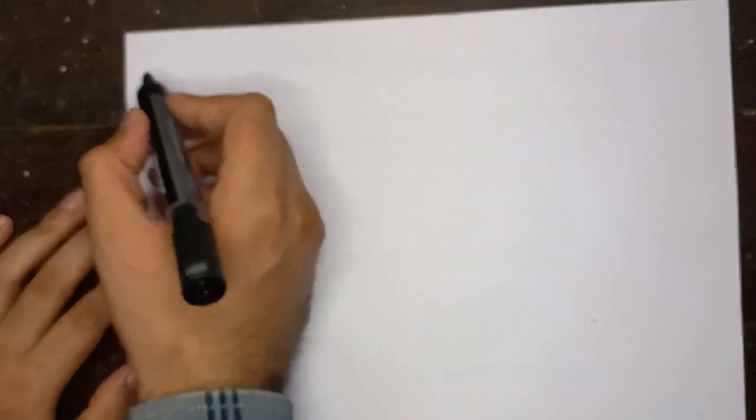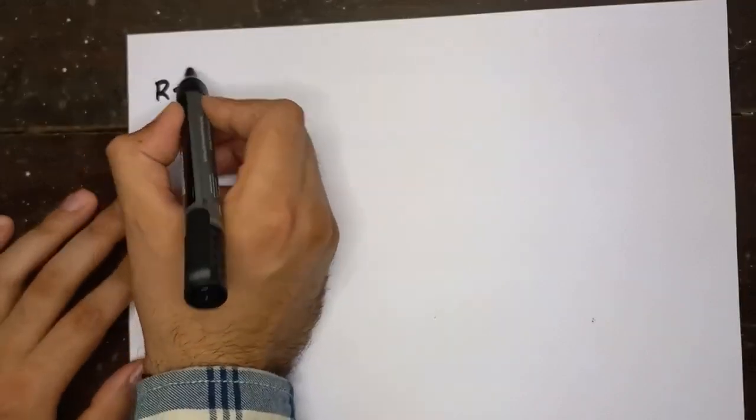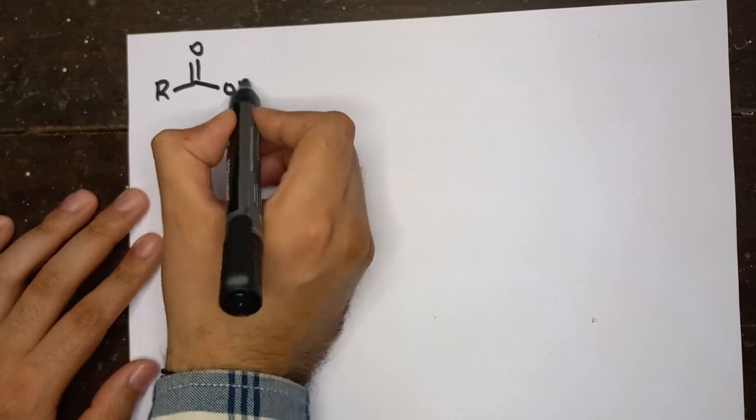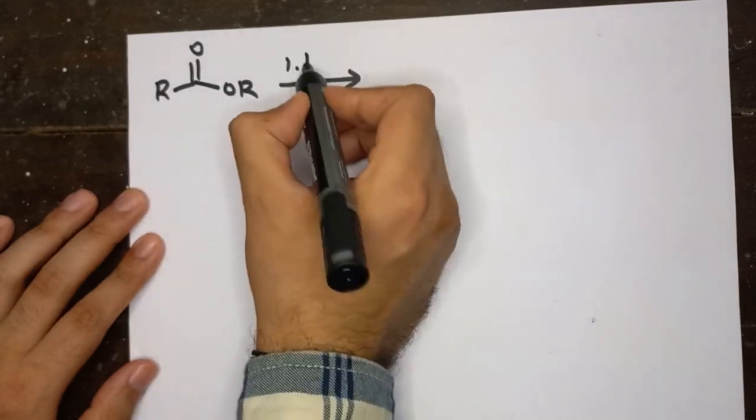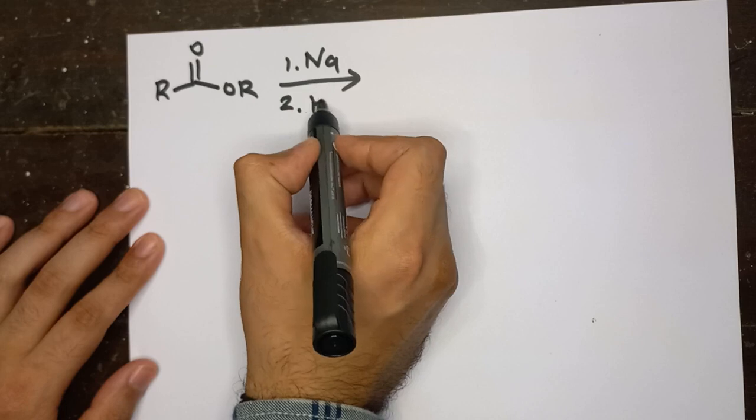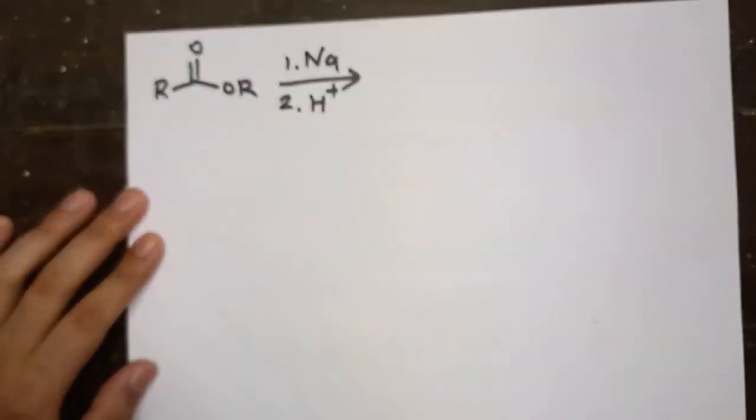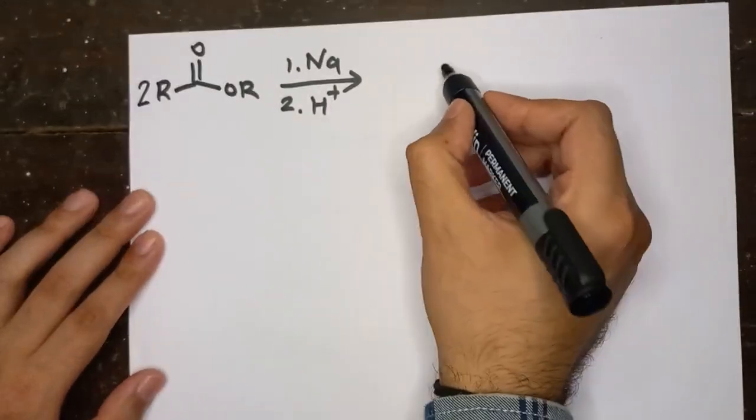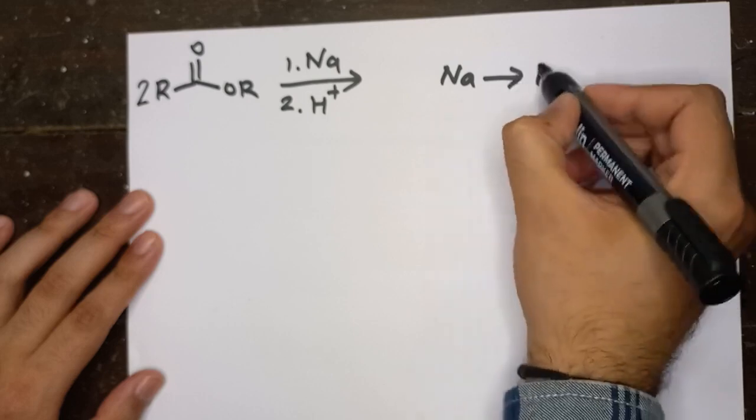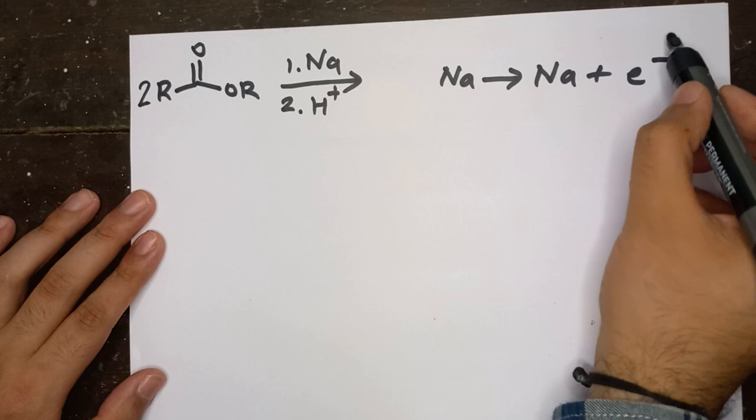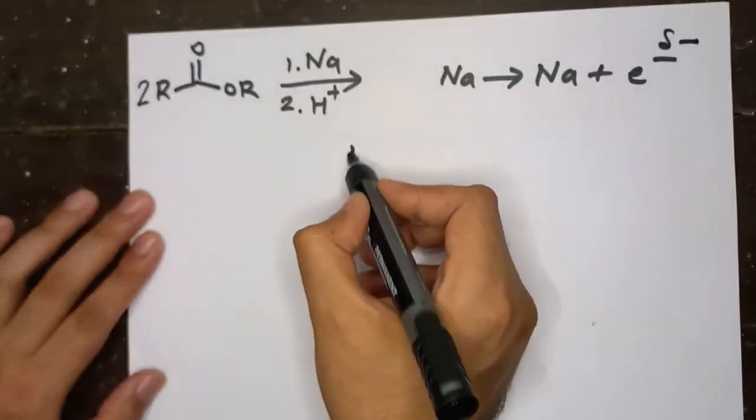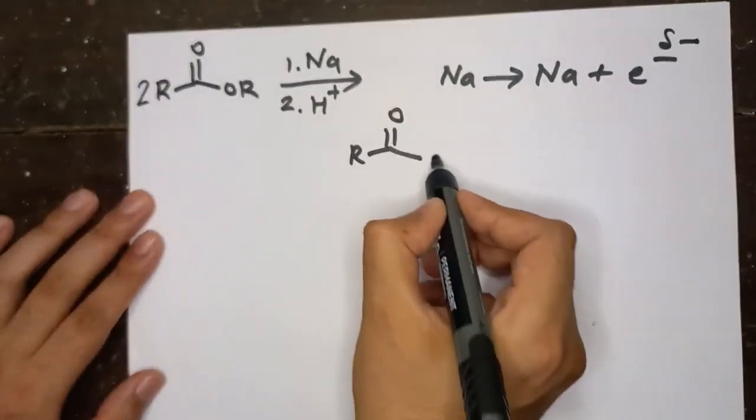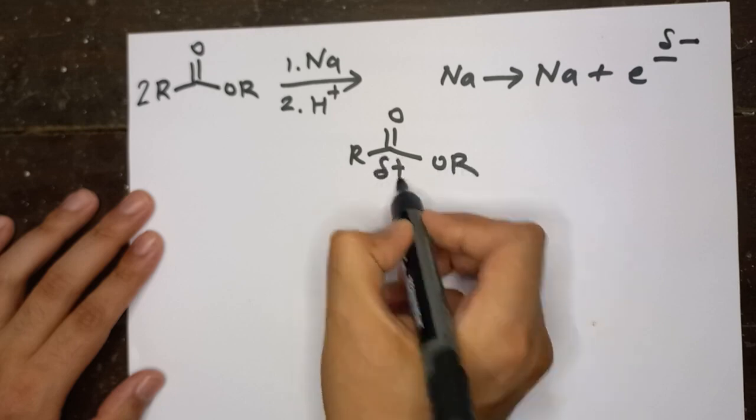So I'm going to write the general reaction once again. So we have ester, sodium metal and acidic medium. Now here we use two molecules of ester. Okay, now we know that sodium is going to give out one electron, and the electron is delta negatively charged, and in the ester we have a delta positive carbonyl center.